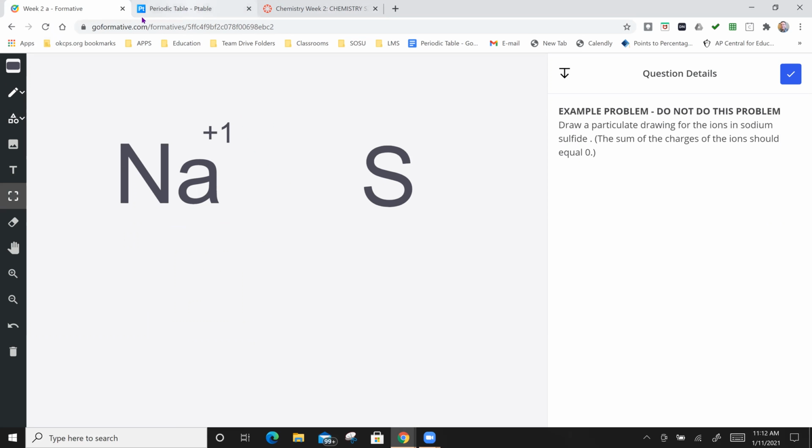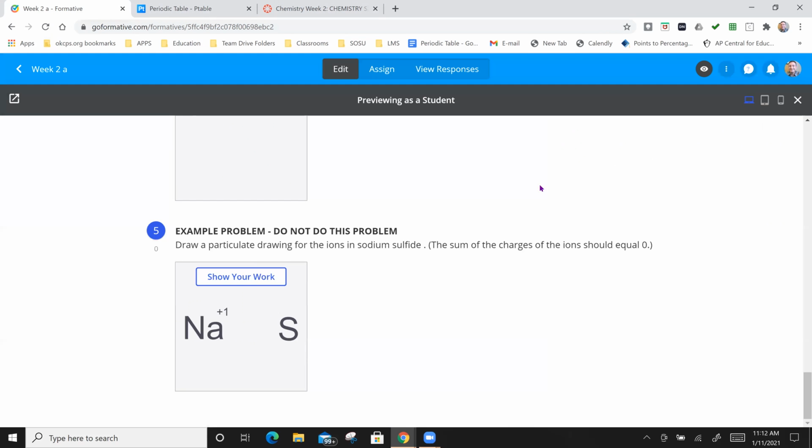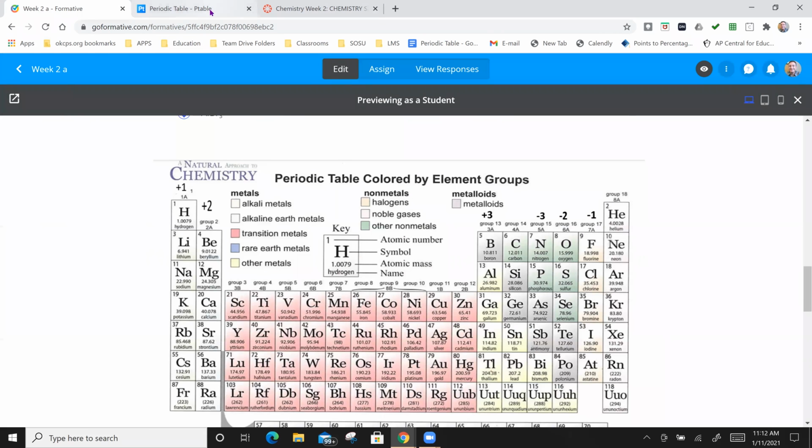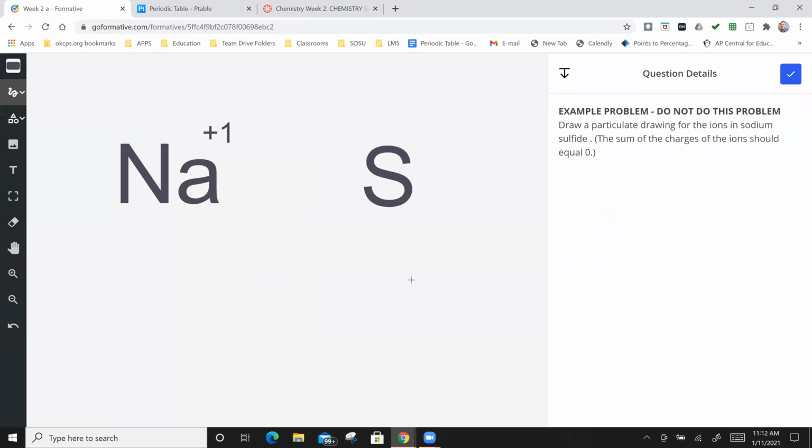Now I will find out what charge sulfur has. I go back to this periodic table, and I find sulfur, and above sulfur is a -2. So sulfur has a -2 charge. And so what I will do there is go back to my problem and give sulfur a -2 charge. So I'll hit text, -2, and then I can hit this box and move it to where I want it to be. And then I can resize that to whatever size I want, and it's going to be in the top right corner.